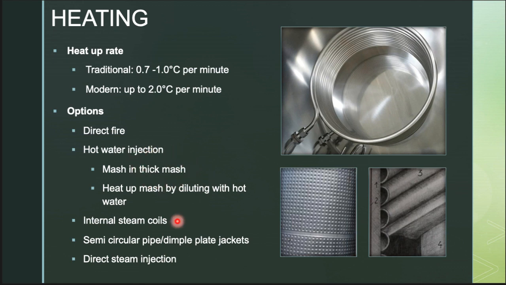The internal steam coils are not commonly practiced these days due to hygiene issues and cleaning difficulties, and are only used by some of the home brewers and smaller systems, like the picture here. Semicircular steam jackets and dimple plate jackets are the most common heating systems practiced today in the brewing industry. In almost all indirect heat exchange processes, steam at a pressure of 2 to 4 bar is used for heating, and hot condensate formed after the heat exchange is reused back to the boiler.